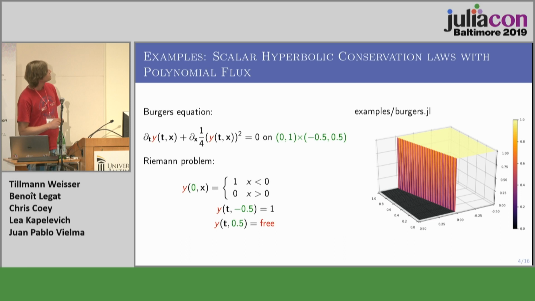If you know Burgers' equation, this is dty plus dx 1/2 y squared equals 0. You have a little scaling factor in here. And what you typically want to do is consider Riemann problems. So you're looking at a function which is 1 for x less than 0 and 0 for x greater than 0, and you want to see how this evolves. If you run the code example burgers.jl in moment_opt.jl, you will get this graph, which is actually a solution of this differential equation.